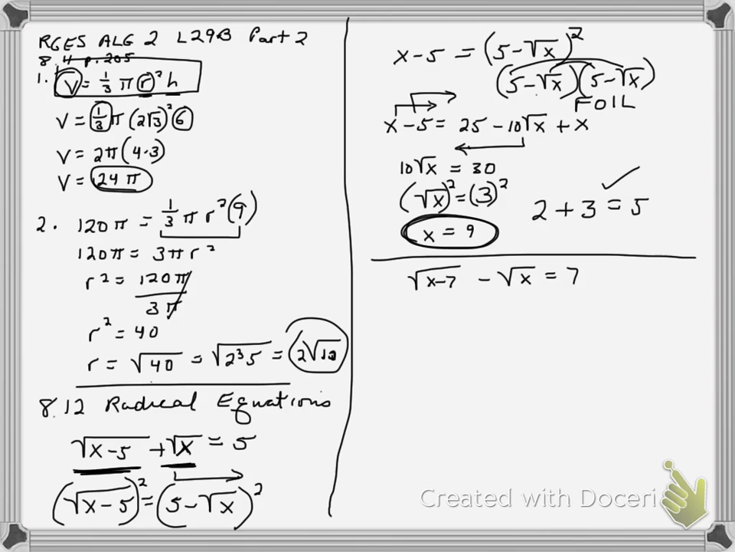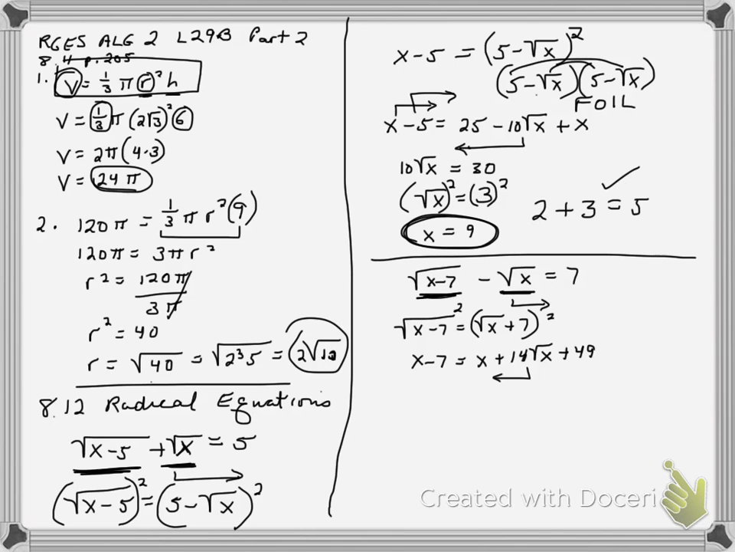Now, the next one. We have two radicals. Take the smaller or the simpler radical to the right side. You're going to get x minus 7 equals the square root of x. We're going to add 7 to the other side. Square both sides. This becomes a binomial, right? So this becomes x minus 7, squared. Square the binomial. You're going to get x. Outer terms and inner terms are both 7 times the square root of x. That'll be 14 square root of x. And 7 times 7 is 49.